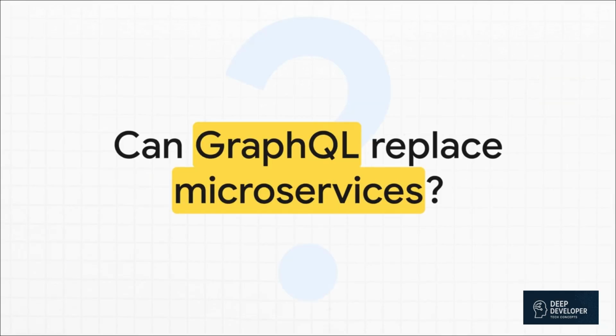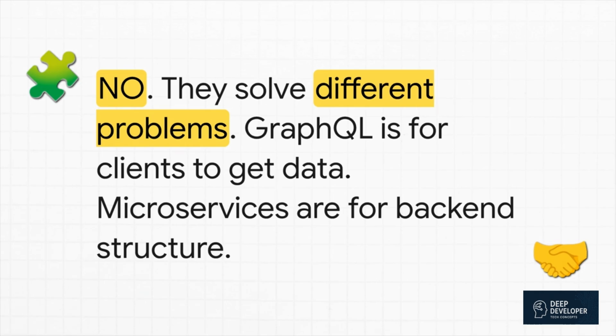All right, let's tackle another one. There's so much buzz around GraphQL. A lot of people wonder, hey, can I just use GraphQL and not have to worry about microservices at all? And once again, the answer is a big no. They solve completely different problems. GraphQL is all about how clients get data from your backend. Microservices are about how you structure and organize your backend. They're not competitors. When used together, they're actually powerful allies.